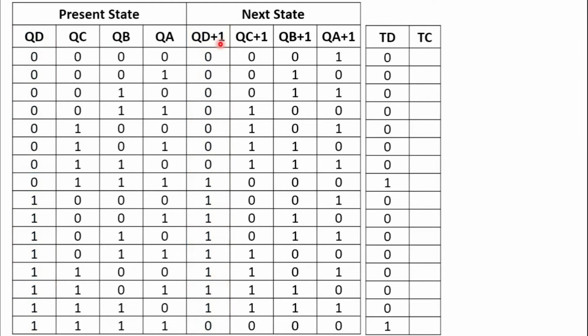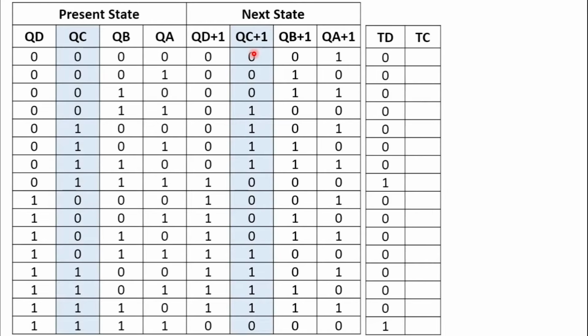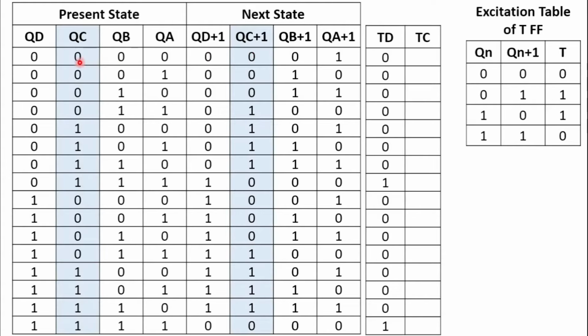Now what is the next step? We have to find out the values for TC. TC corresponds to QC and QC next. We are going to use the same logic. So we'll take the help of the excitation table of the T flip-flop. So 0 is the present state, 0 is the next state. So there is no transition. So 0, 0. So what should be the value of T? T should be 0. So the value of TC is 0. Again 0 is the present state, next state is 0. No change. So TC is 0.